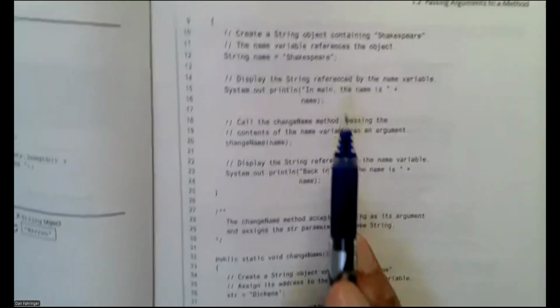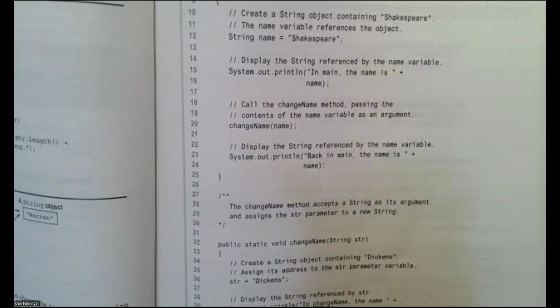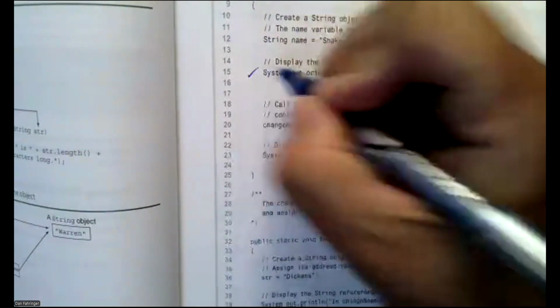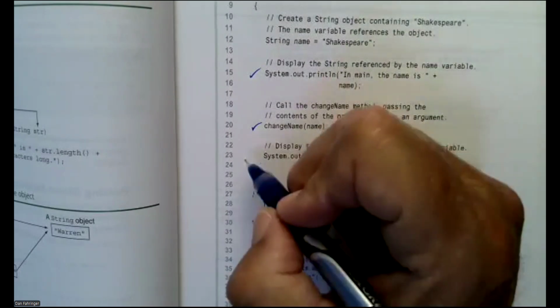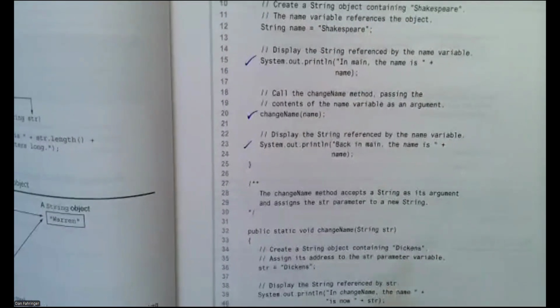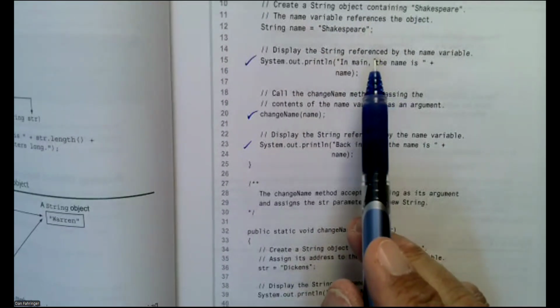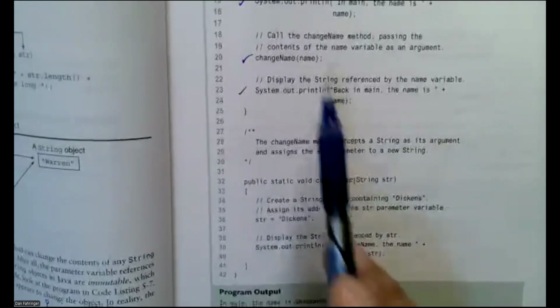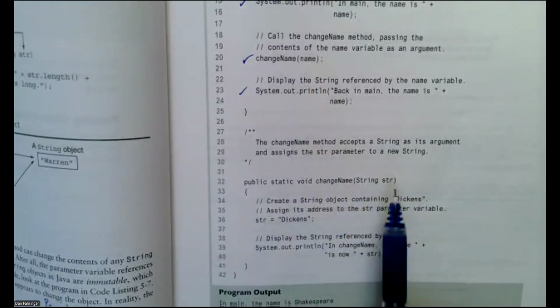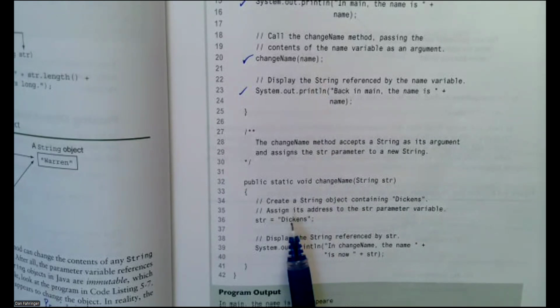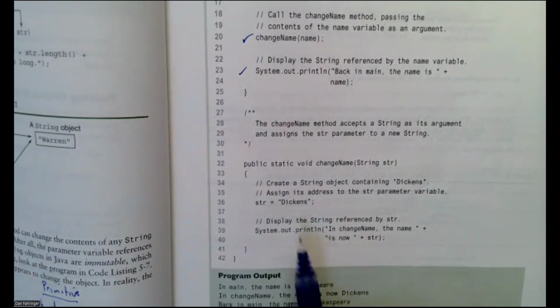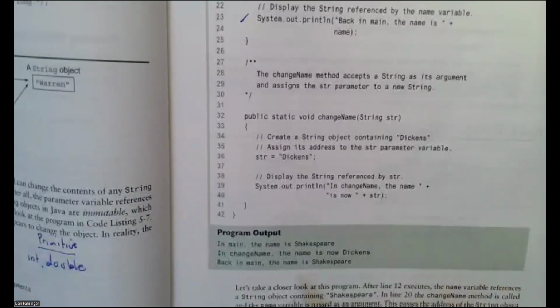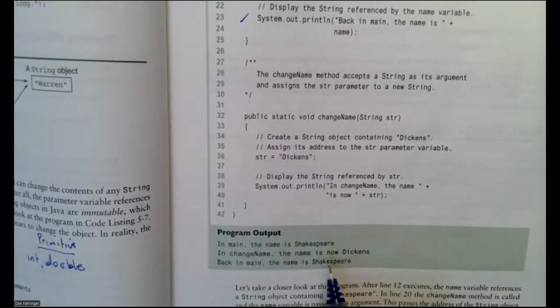I print Shakespeare. I print Shakespeare. I now call method go to name, and then I come back again. So this guy's going to print Shakespeare. I call my method. It comes down here. str now gets the value of Dickens. And when I print this, it should be Dickens. But when I go back up, it returns to Shakespeare.